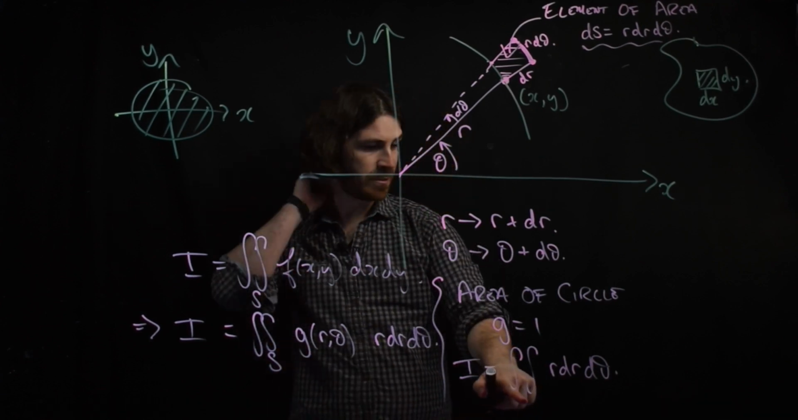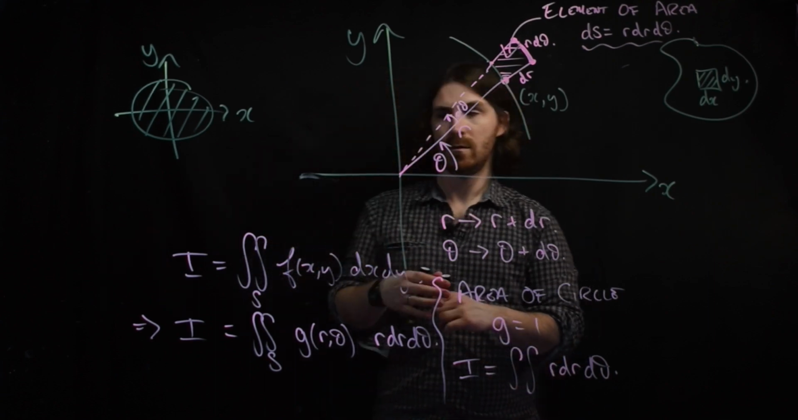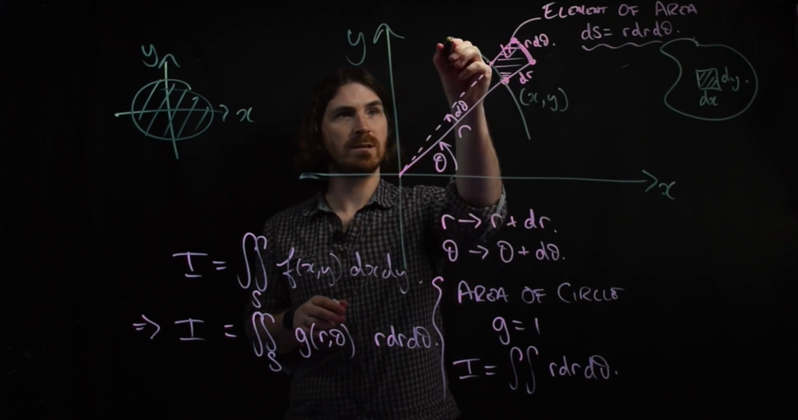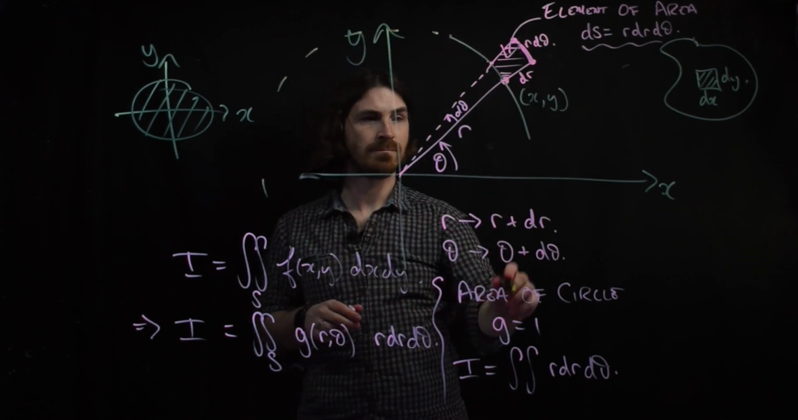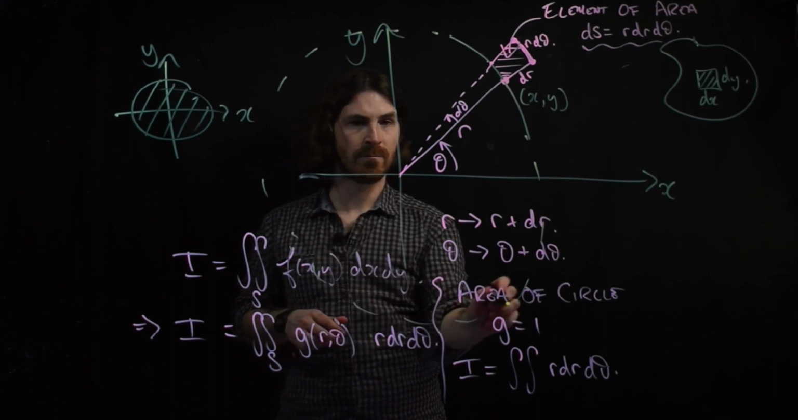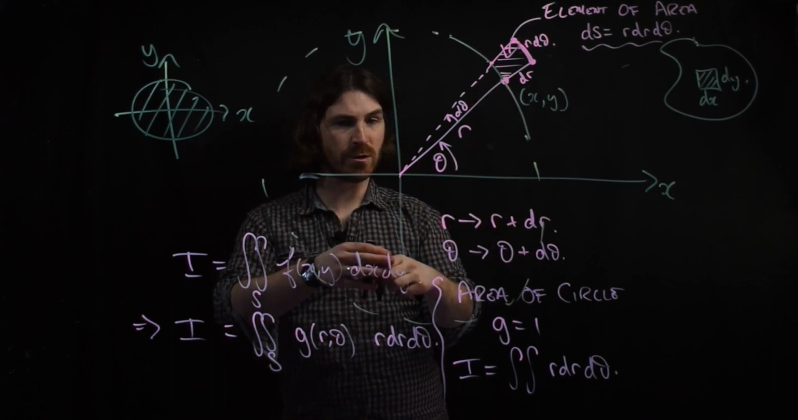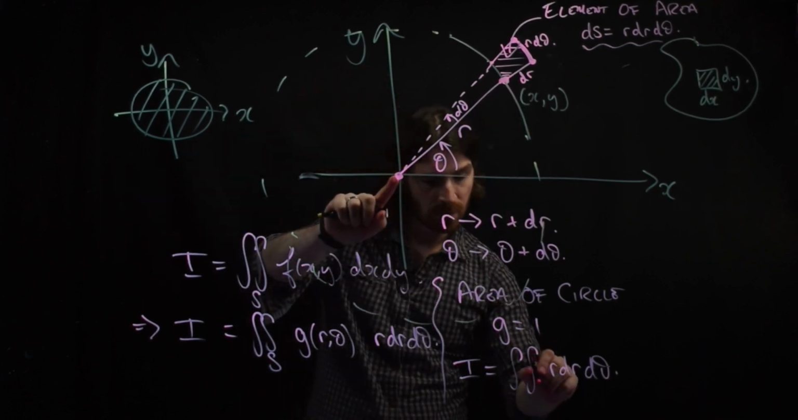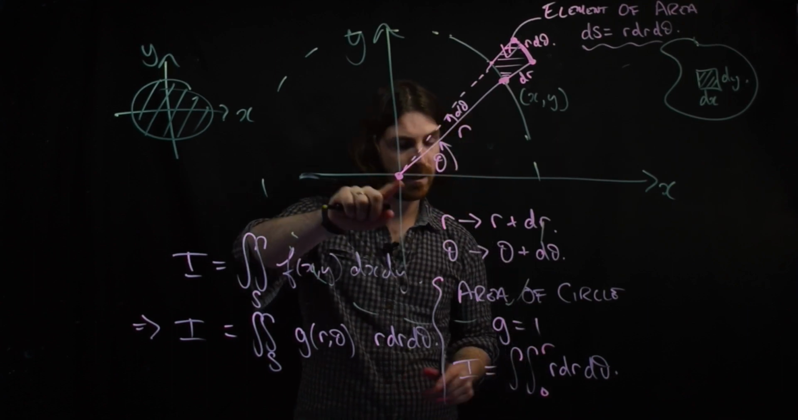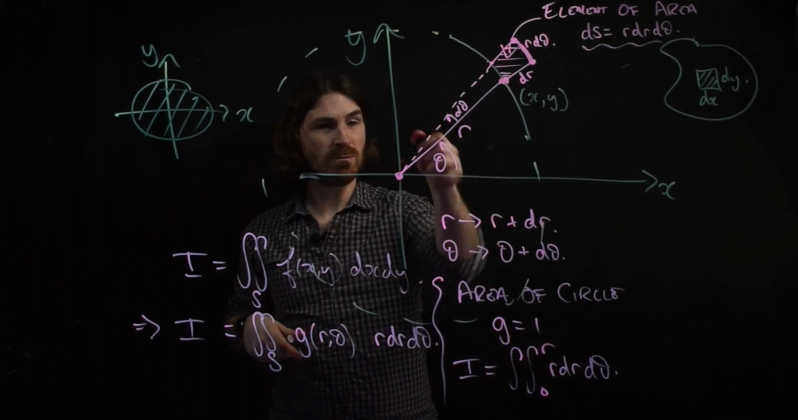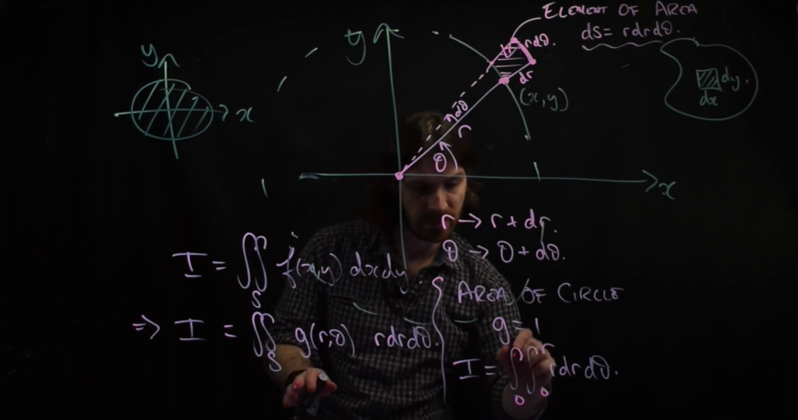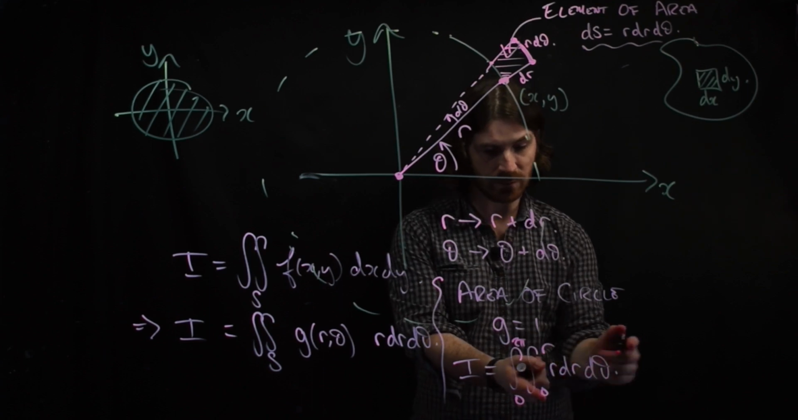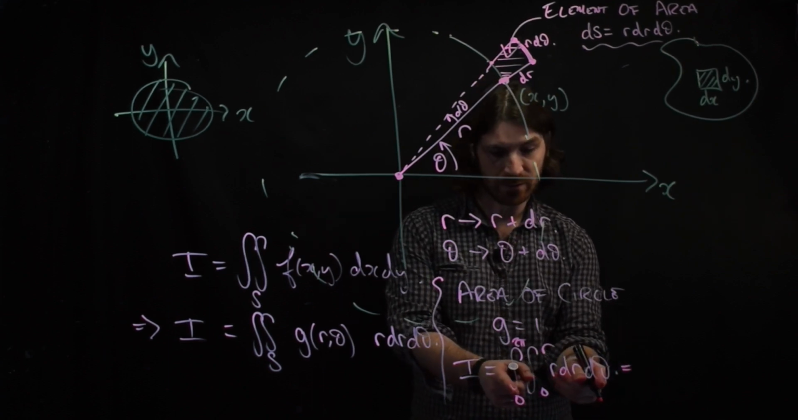And we need to think about what the limits are. So in terms of r and theta, our circle, let's extend our circle around. In terms of r, our circle goes from r equals 0 out to r, and theta goes from 0 round to 2 pi. So we've got two integrals. We're going to do the r integral first, and then we can do the theta integral.